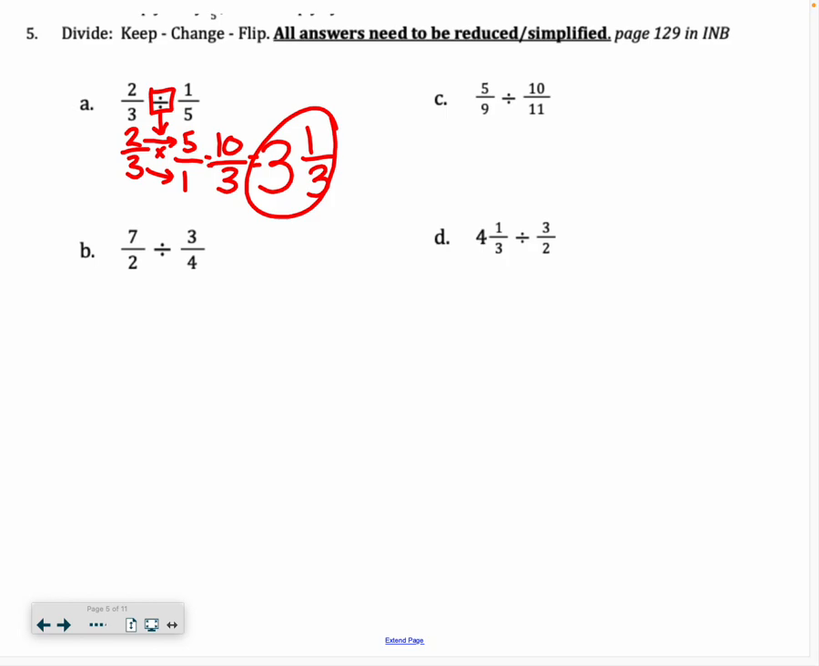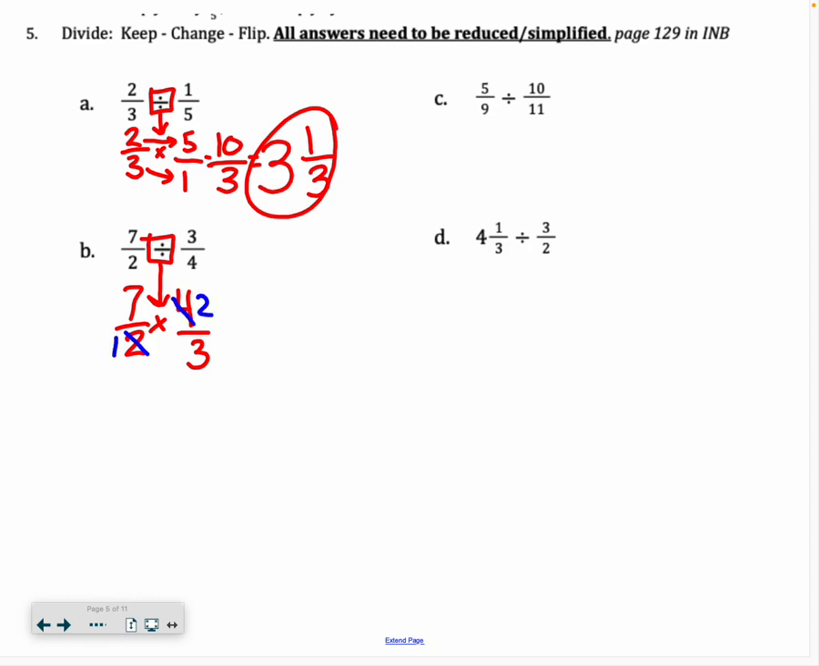Same thing for B. Keep the first fraction the same, 7/2. Change your operation sign to times. Flip your second fraction to be 4/3. Now there is a little cross simplifying I can do here. With the 4 and the 2, I can divide both those by 2 before I multiply.